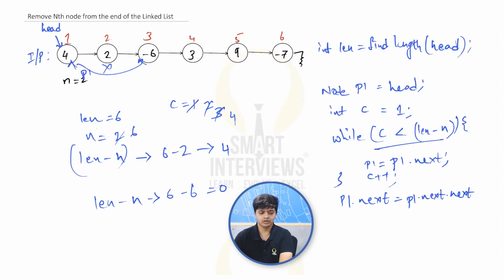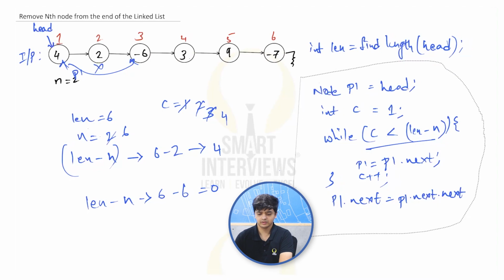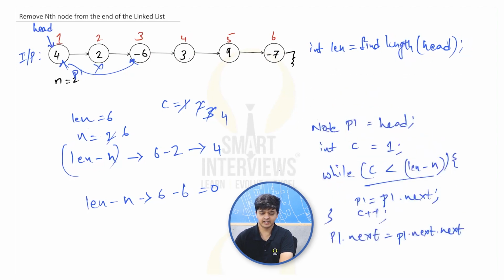So before we do all this, we'll simply check if my length is equal to n. If length is equal to n, I have to delete the head node. So to delete the head node, I'll simply return my head.next, which will return the second node as my head, and it will look like the head node is deleted. So if length is equal to n, I'll simply return head.next.